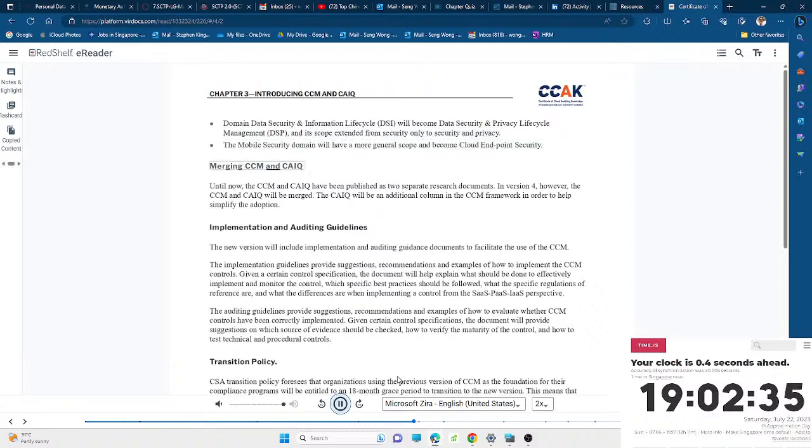Merging CCM and CAIQ. Until now, the CCM and CAIQ have been published as two separate research documents. In version 4, however, the CCM and CAIQ will be merged. The CAIQ will be an additional column in the CCM framework in order to help simplify the adoption.